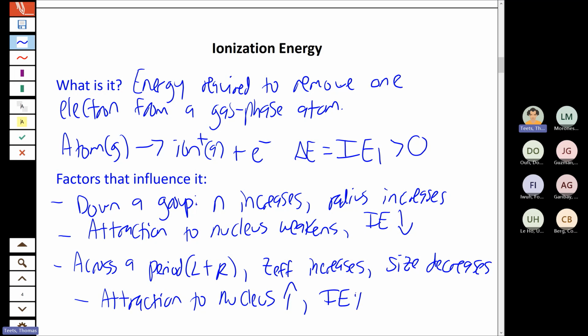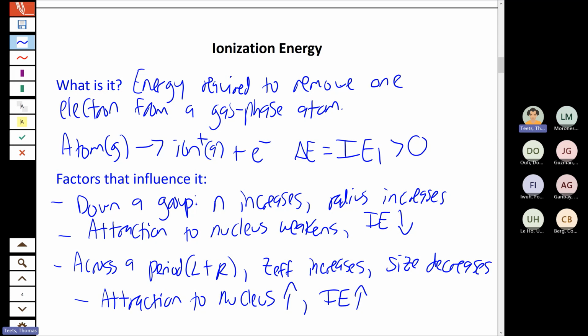It's effective nuclear charge. So it's basically the charge from the nucleus that the outermost electrons experience. It's going to be partially shielded by the inner electrons. So it's how much positive charge those outer electrons feel from the nucleus. All right, so that's going to be the factors that influence ionization energy.